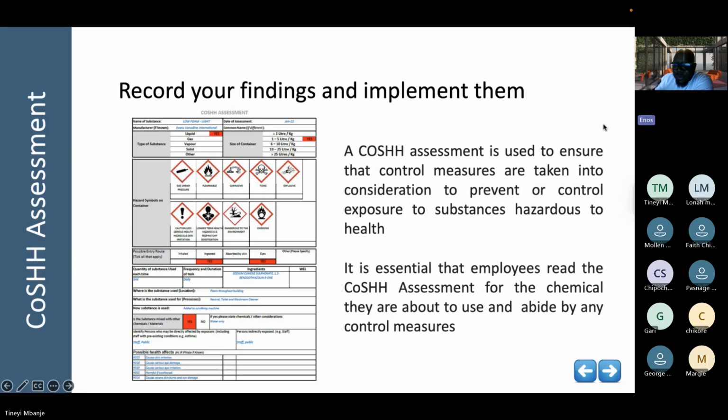So that's why sometimes we say people who do the job should do the assessment. And then you should have sight of it and say, I think there's a few things missing here. Because right there, what is the substance used for? They should be able to tell you, when we are using it, we're going to be painting on the roof. We're going to be painting our walkways and stuff like that.